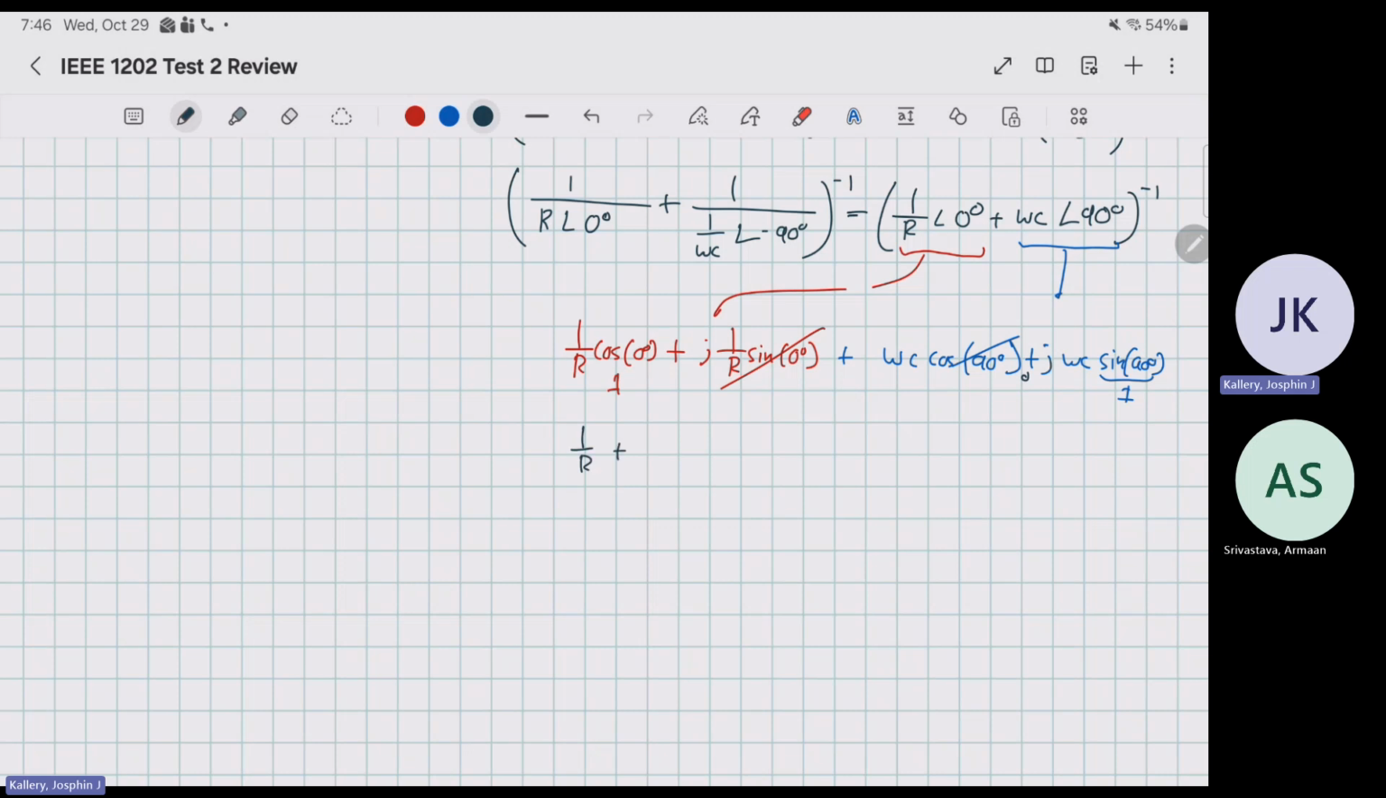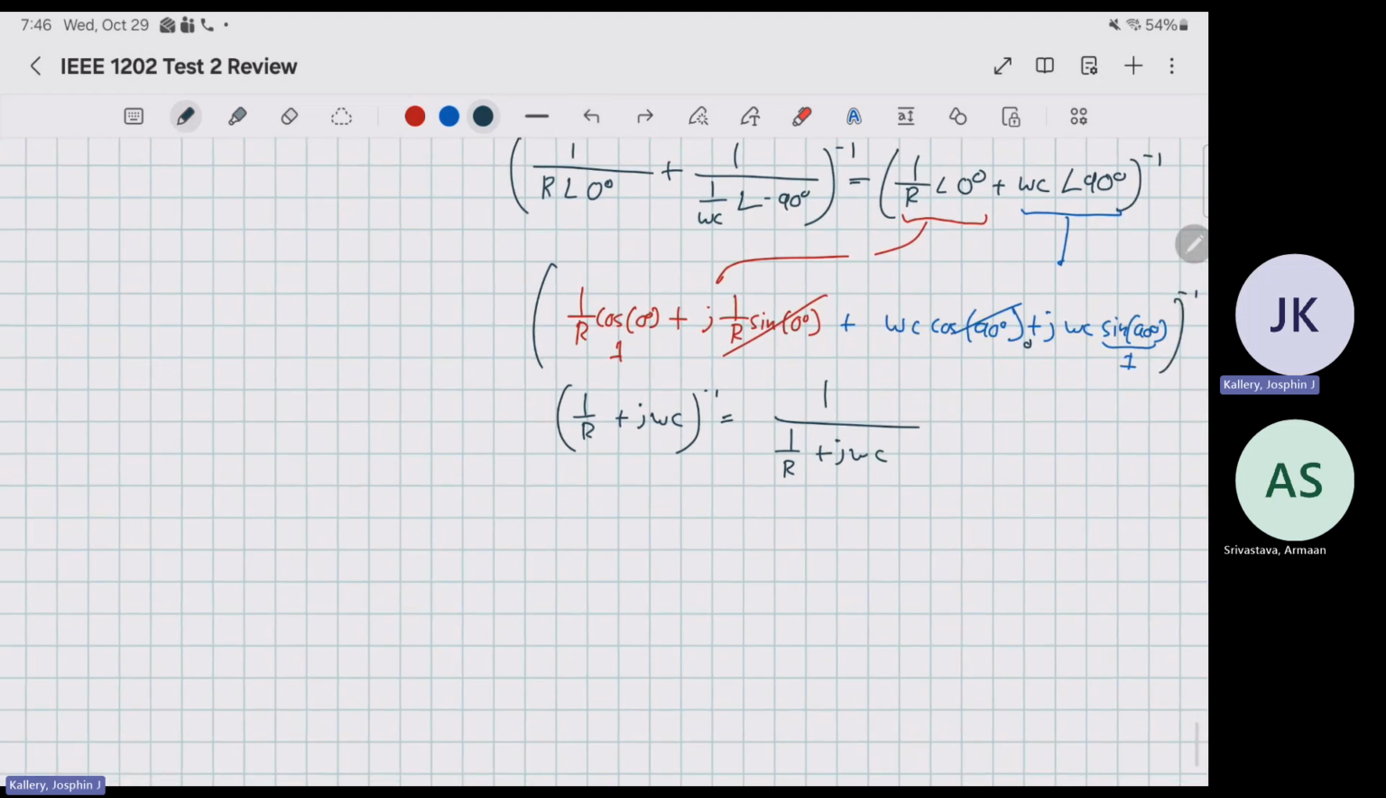plus j omega c to the negative 1. Right? Okay. Now it gets a little more weird because let me rewrite it. So the negative 1 is basically saying 1 over, right? So once again, we have to flip something, right? In order to flip it, we first need to convert it to polar. So now it gets a little more weird. Now we're like, okay, let's convert to polar again.